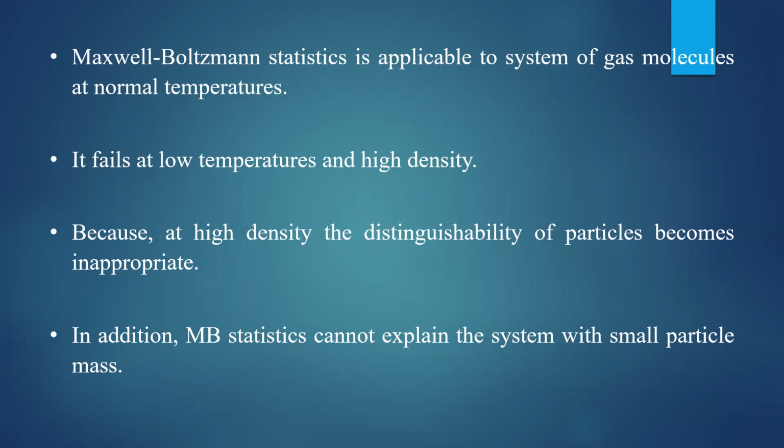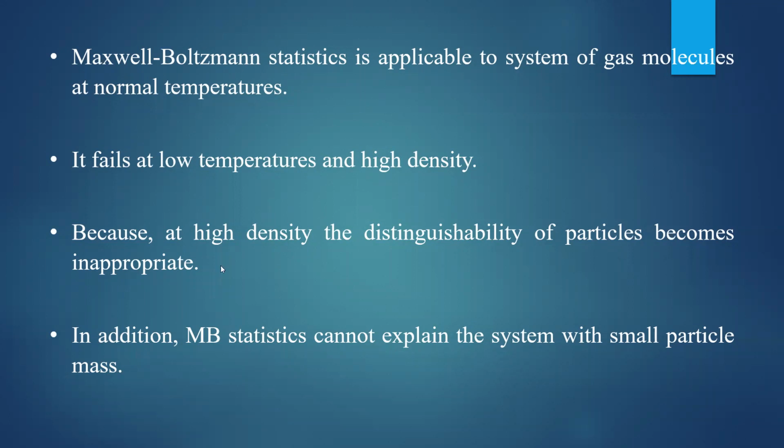If there are a large number of molecules in a small volume, the density of the system is said to be very high. For a very high density system, you cannot distinguish the particles. It becomes very difficult. So you may get a number of particles having the same energy. You may get a number of molecules having the same energy, and that is called degeneracy, which can be observed in a high density system. So therefore, Maxwell-Boltzmann statistics is applicable to a normal temperature system having finite density.